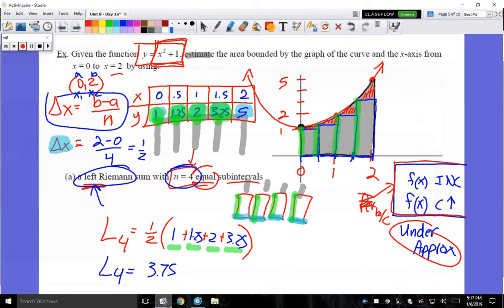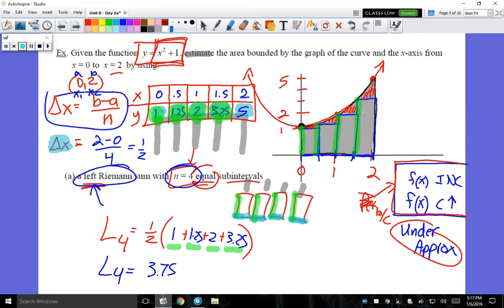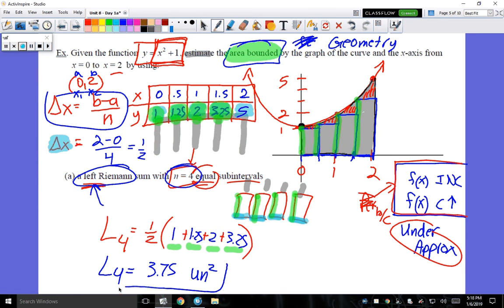So 3.75. There are no units of measure on this, so we're just going to say the area bounded. Those are very important words, because when you see area bounded, it's not going to ever be like feet or the accumulation all by itself. Area bounded will always have a geometric interpretation from geometry, so you're going to say units squared. 3.75 units squared.